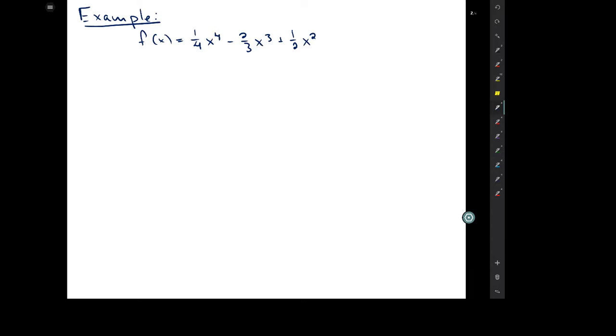So here is a function that hopefully you look at and say, nope, I don't know what that looks like. It is 1/4 x to the 4th minus 2/3 x cubed plus 1/2 x squared. I'm using the first derivative to sketch the graph, so let's compute the first derivative. The derivative is going to be 1/4 times 4 is 1, so I get x cubed, minus 2/3 times 3 is 2, so minus 2x squared, plus 1/2 times 2 is 1, so plus just x. I have chosen this example specifically so that those numbers come out very nicely.